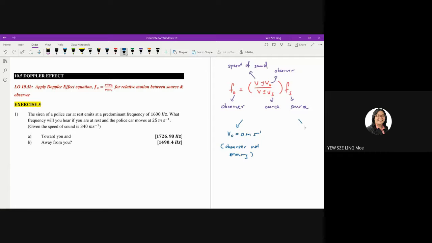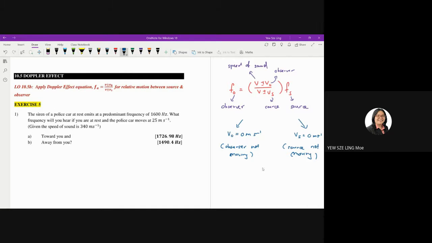The other case is when Vs equals 0 meters per second. So one of them must be 0. Here the source is not moving. Let's say your police car is just parked there, but you walk towards it. Then we have a stationary source. So 2 cases.